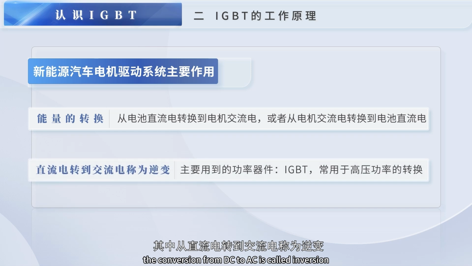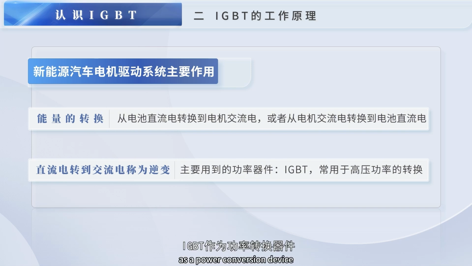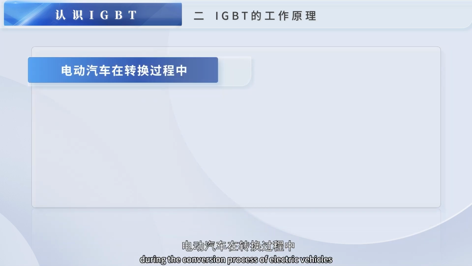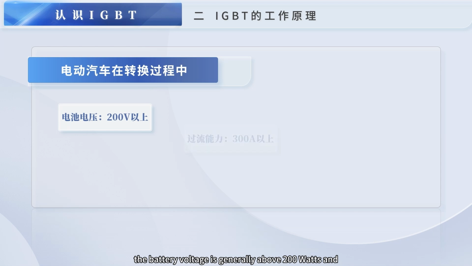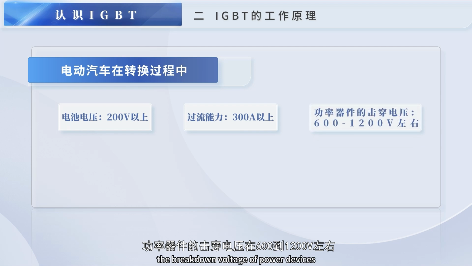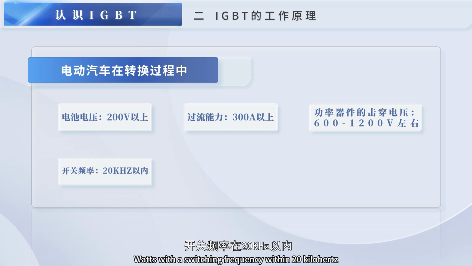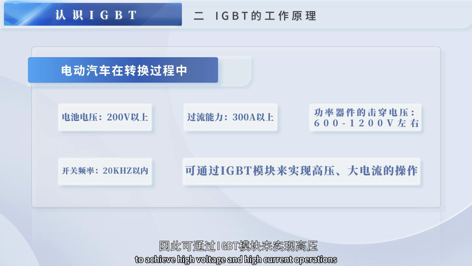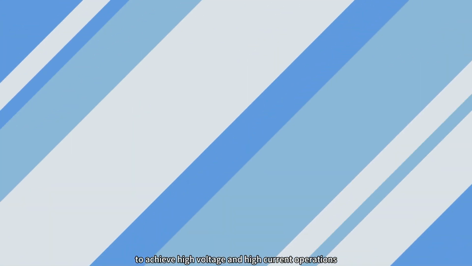The conversion from DC to AC is called inversion. The main power device used is IGBT. As a power conversion device, IGBT is more commonly used for high voltage power conversion. In electric vehicles, the battery voltage is generally above 200 volts, with over 300 amps of overcurrent capacity. The breakdown voltage of power devices is about 612 volts, with a switching frequency within 20 kHz. IGBT modules can be used to achieve high voltage and high current operations.